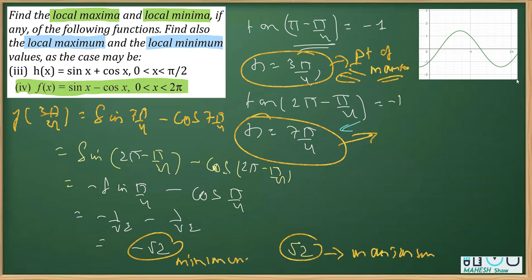So we could do this question finally, that we have found out the local maximum and the local minimum in this case. For understanding, you can see I've also made the graph for the second part, and you can observe from here that the local maximum value is root 2, which is approximately 1.414, and the local minimum value is this, that is minus root 2, which is minus 1.414.